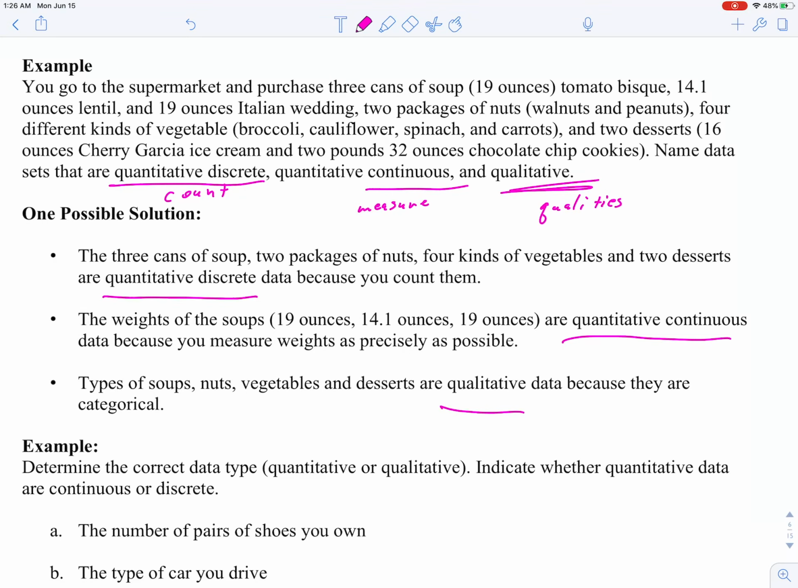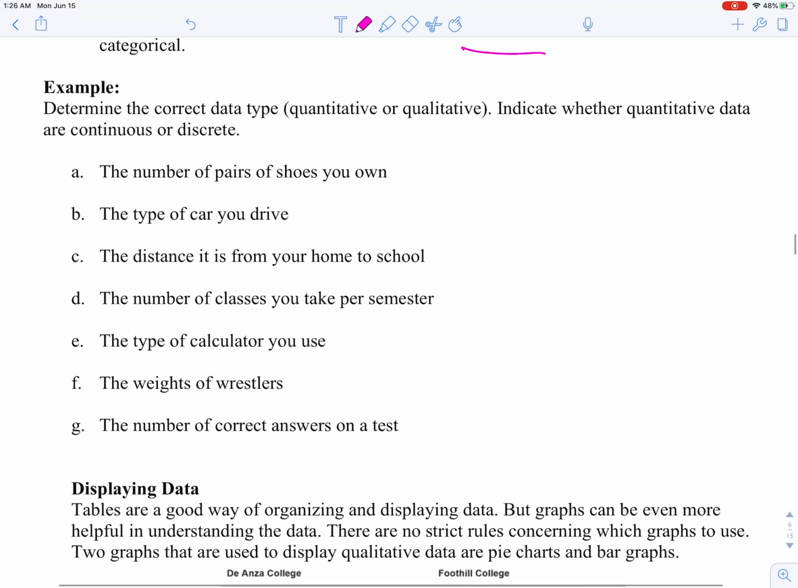All right, so here's another example. This would be a typical test or quiz type question for sure. Let's see, so determine the correct data type, either quantitative or qualitative. Now, if it's quantitative, let's talk about if it's continuous or discrete. Okay? All right, so letter A here, the number of pairs of shoes you own.